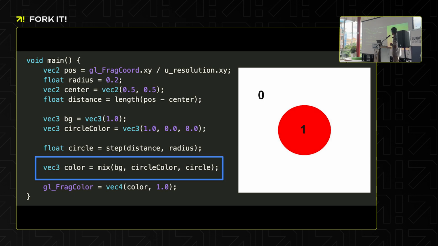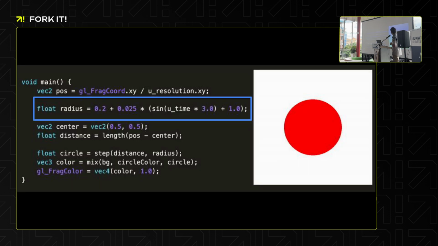Here, as you can see, the circle is going to be 1. If it's 1, we are going to use the circle color, which is the second one, the red, as you can see here. And if the circle is 0, we are going to use the first color, which is the background, white, as you can see here. So using this mix, you can have more control over colors and have some custom colors. And yeah, this is the background color, and this is the circle color.